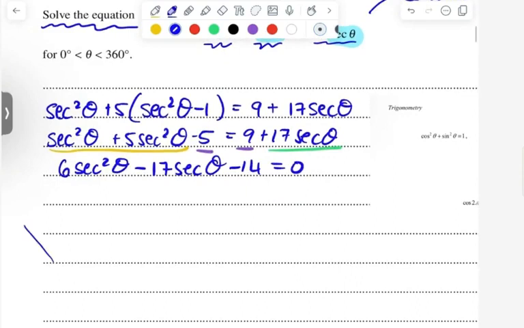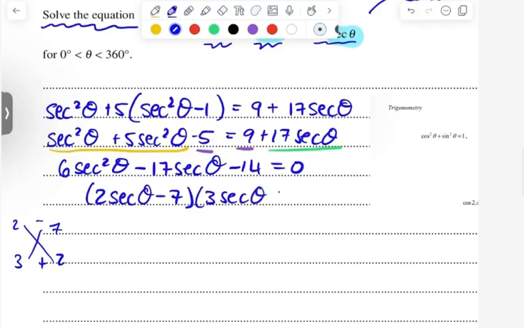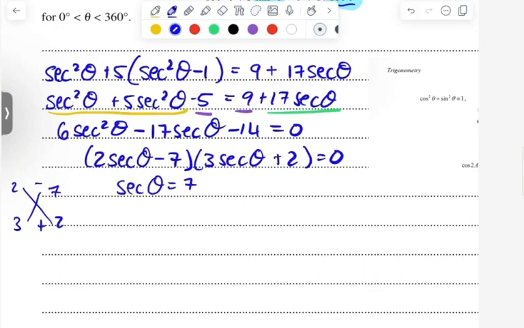You can try and factorize this. That seems to work, so minus 3 plus 4. You might have different ways of factorizing; I'm just doing that on the side. You can also use the quadratic formula to solve this. What we have here is 2 sec theta minus 7 and 3 sec theta plus 2 is equal to 0. So sec theta is 7 over 2, and sec theta is minus 2 over 3. Now we've broken this down into something smaller, so we can solve each of these.